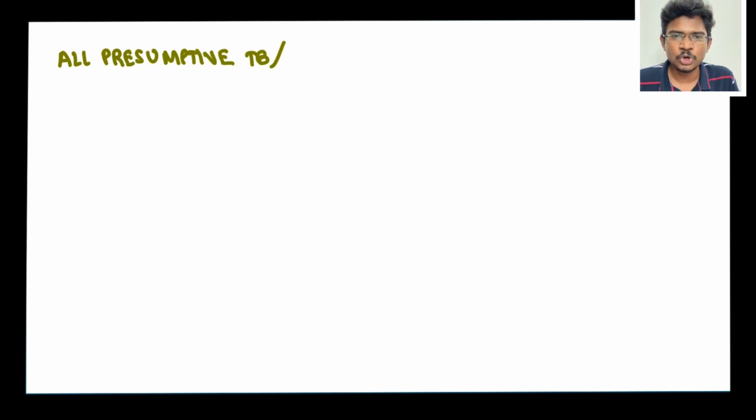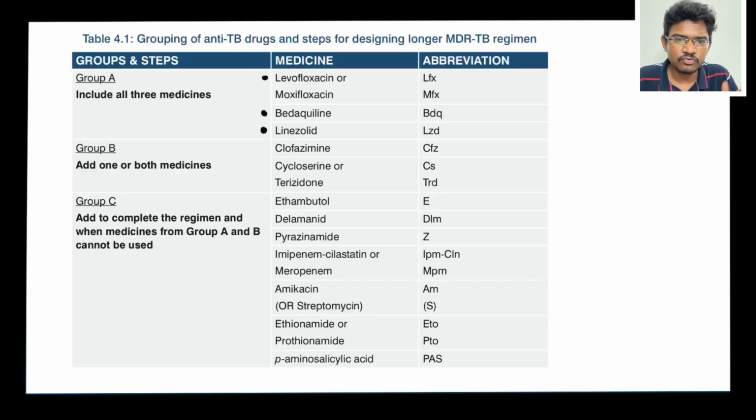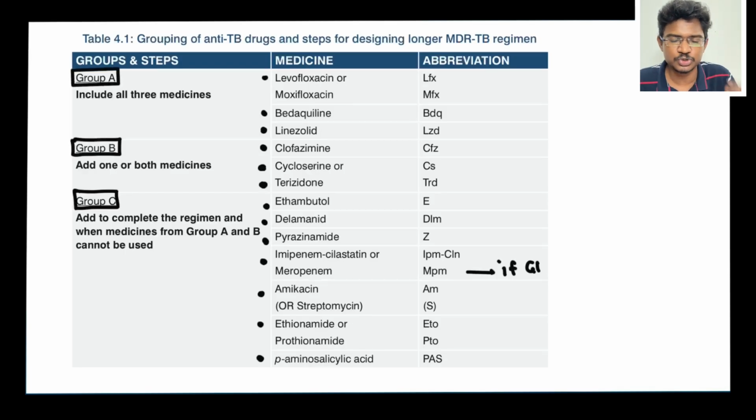Next, how are we going to treat these? Before going on to treatment, let me give a short idea of the 3 groups used in MDR-TB treatment. First is group A, which includes levofloxacin, bedaquiline, linezolid. Next is group B, clofazimine, cycloserine and terizidone. Group C includes this list of drugs.